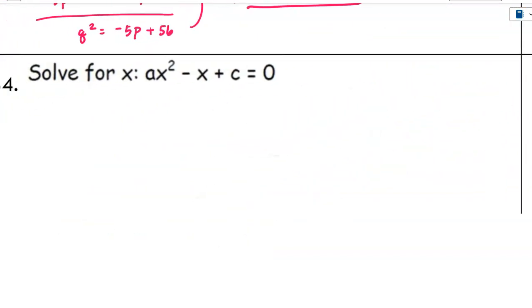Next, solve for x. Okay, once again, we have an x here and an x here. I shouldn't have put this problem on there. Now I'm regretting it without checking. Okay, the very first thing we need to do is move this to the other side. Ax squared minus x equals negative c. Okay, and then what we need to do is divide everything by a.